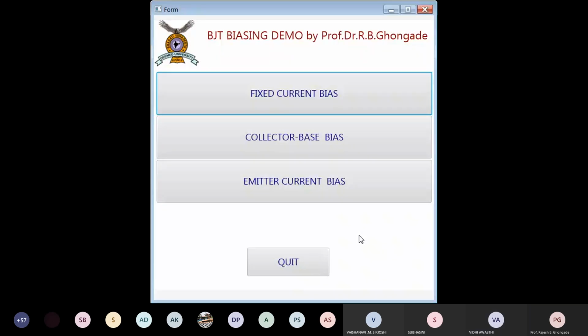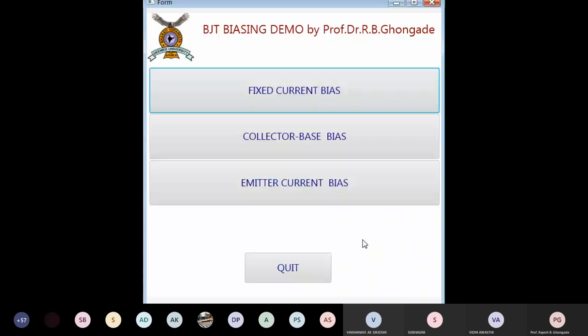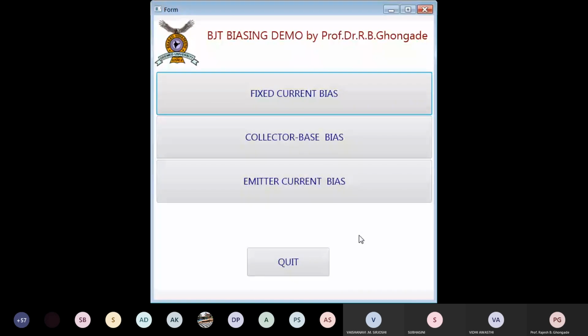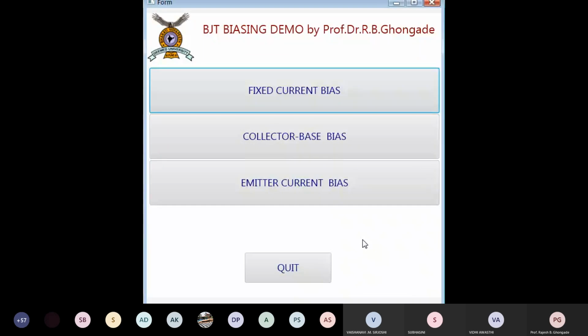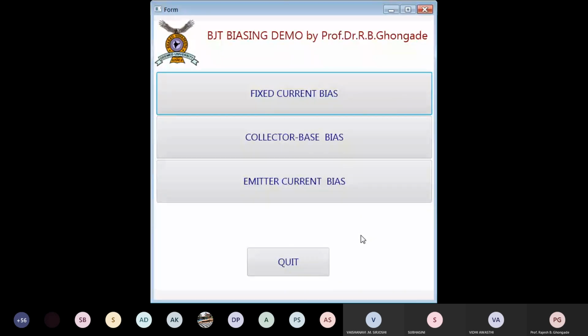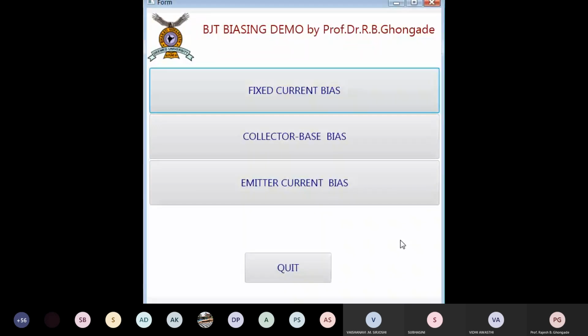So we're going to see the effect of temperature variation and the effect of change in beta and what happens to the Q point. We already have seen that, but let us have a live demo of what happens there. We will start with the very first thing, that is with fixed current bias.